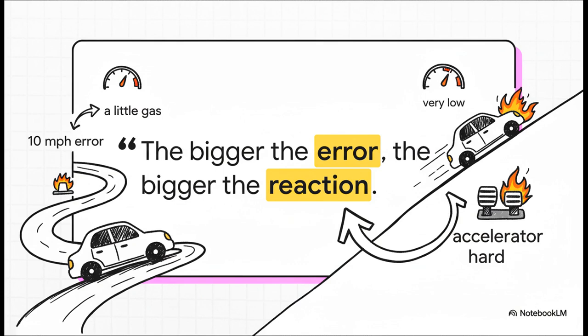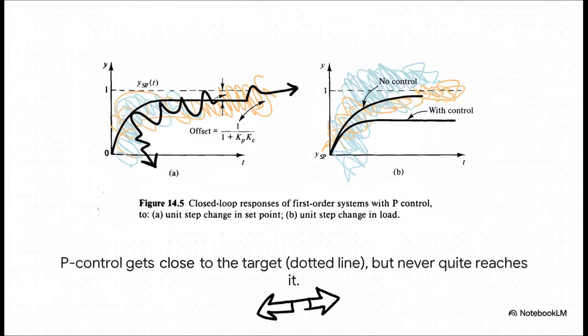Let's go back to our cruise control. If you're just 1 mile per hour below your target, the controller adds just a tiny bit of gas. But if a massive hill suddenly slows you down by 10 miles per hour, it slams on the accelerator. It just makes sense, right? But, and there's always a but, isn't there? P-control has one major fundamental flaw.